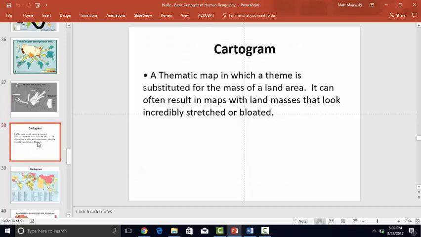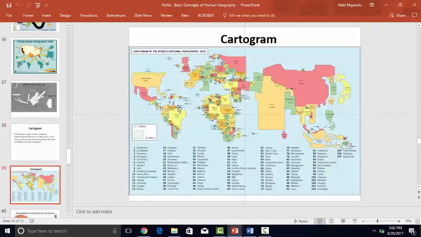Cartograms. Remember, it's a thematic map in which the theme is substituted for the mass of the land area. So this results in maps that oftentimes look larger or distorted. They make places look larger or smaller than they actually are. For instance, on this population cartogram, India looks way bigger than it actually is, reflecting the fact that India has one of the largest populations in the world. China also is oversized here. Meanwhile, Canada is very undersized, representing the fact that they have a small population.